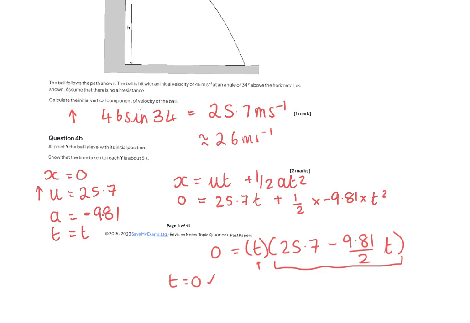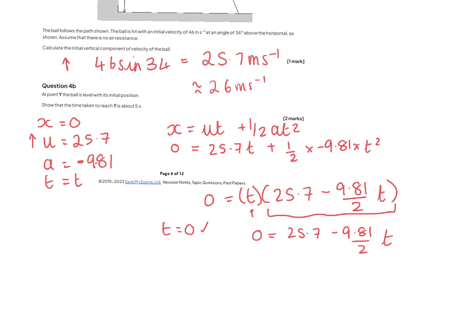The thing that we want to work out though is we're going to say 0 equals 25.7 take away 9.81 over 2 t, and we need to fully rearrange this. So what you're going to end up typing into your calculator is t is going to be equal to 25.7 times 2 divided by 9.81, and you are going to get t equals 5.24 seconds.